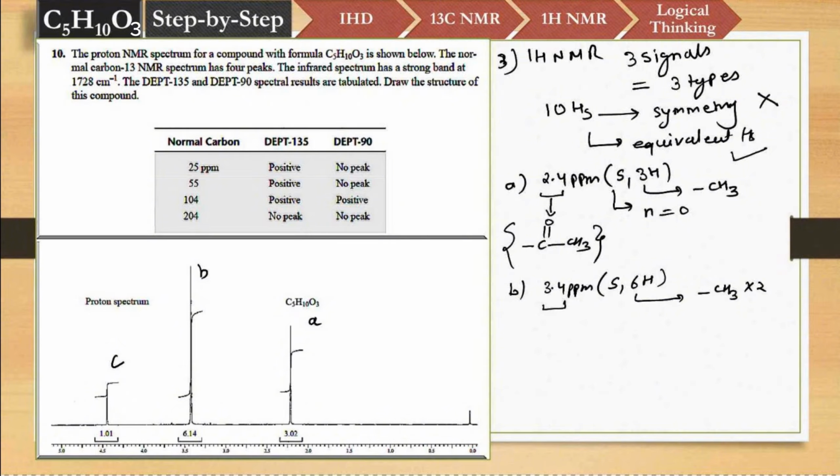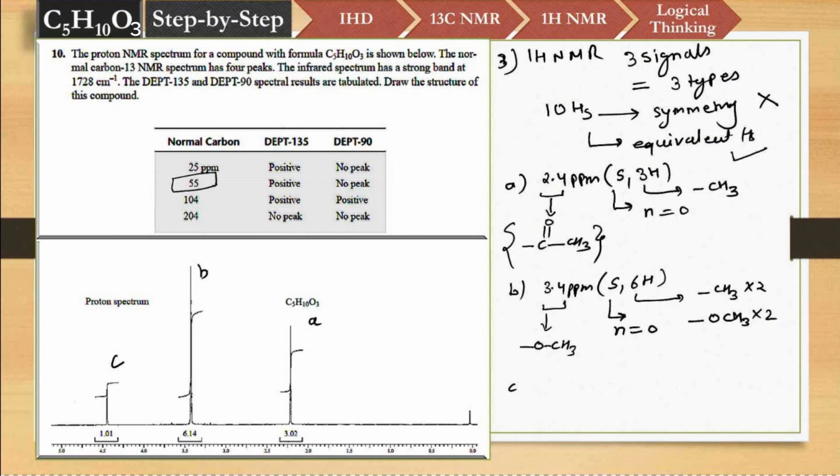So this high value indicates that this methyl is attached to the oxygen, which we have already seen in the carbon NMR. From the carbon NMR, we have the information that the peak at 55 ppm belongs to the methoxy carbon. So there are 2 methoxy carbons for sure. And this is also a singlet, so there is no neighboring hydrogen.